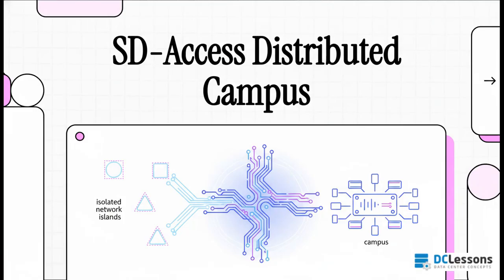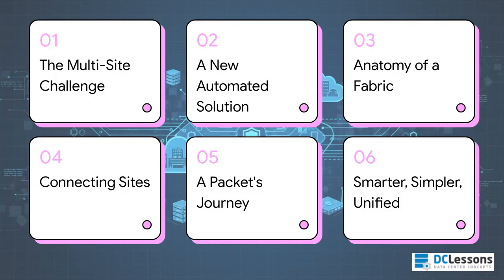Welcome! Today we are diving into something really powerful for any organization with a modern, spread-out network, the Cisco SD-Access Distributed Campus. We're going to break down how this takes all these separate network islands and, well, magically unifies them into a single, automated fabric that's all driven by policy.